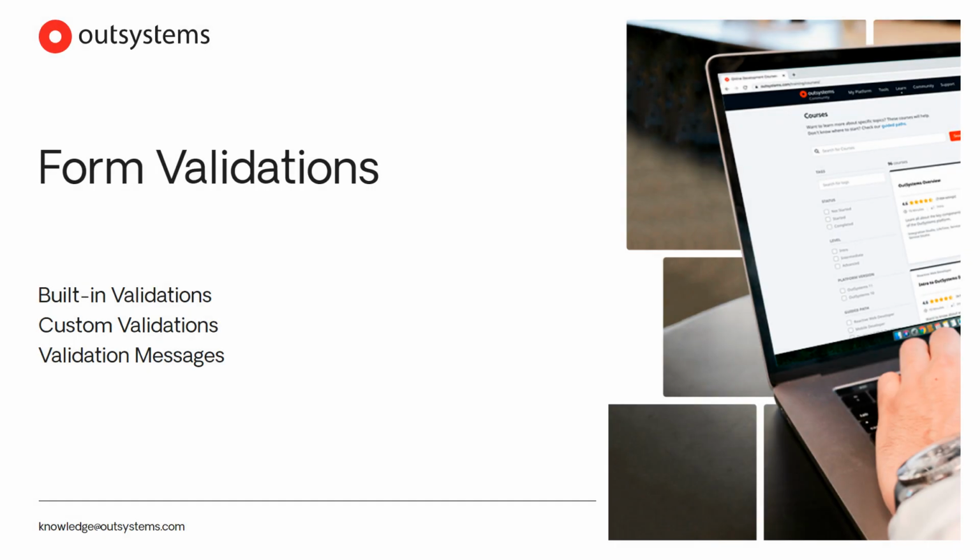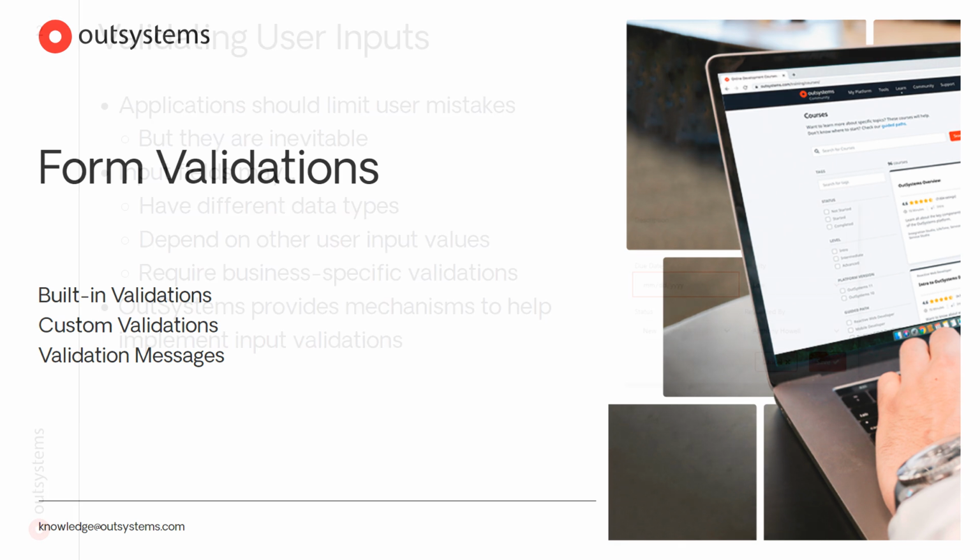In this session, we will introduce form validations and how we can define them. We will start by introducing the built-in validations in OutSystems and how they work. Then, we will explain how to create our own custom validations. Finally, we will see how validation messages work and how they appear on the screen.